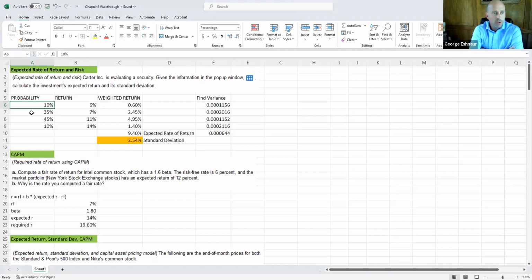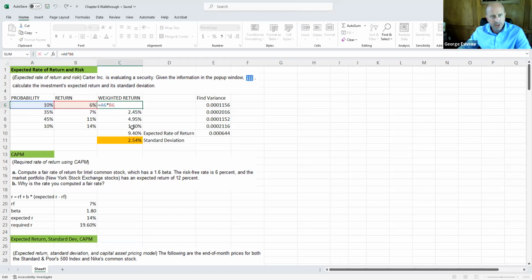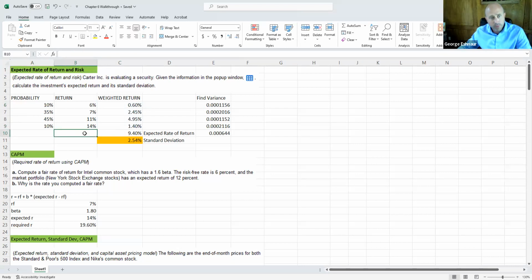So in terms of this first one, we're looking at expected rate of return and risk. We see Carter Inc. is evaluating a security. Given the information in the pop-up window, calculate the investment's expected return and its standard deviation. So in the pop-up window is this. That's all we got. So what we need to do is just multiply across, which I did here, and then just drag that down. And then you sum up those to get our expected return. We see the expected return for this investment is 9.4%.